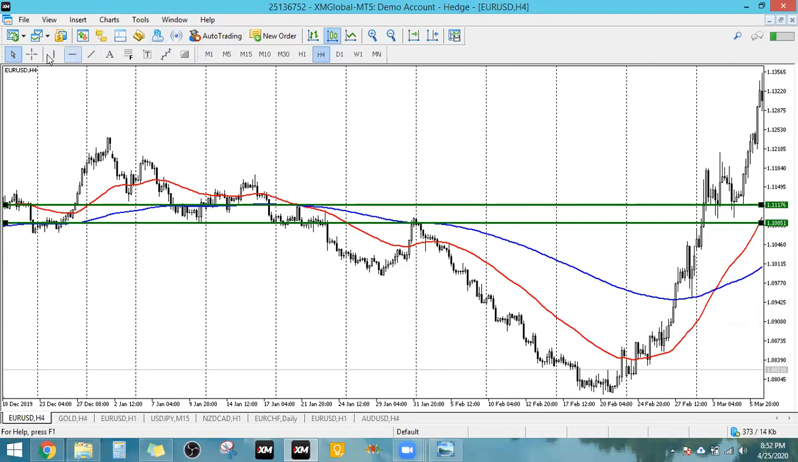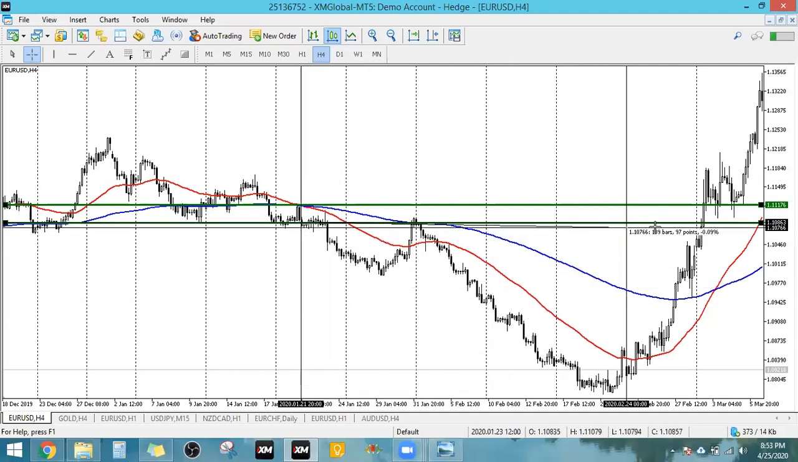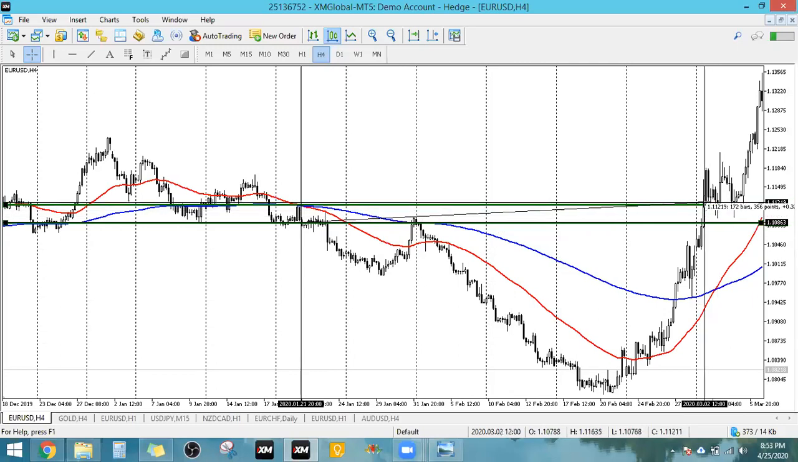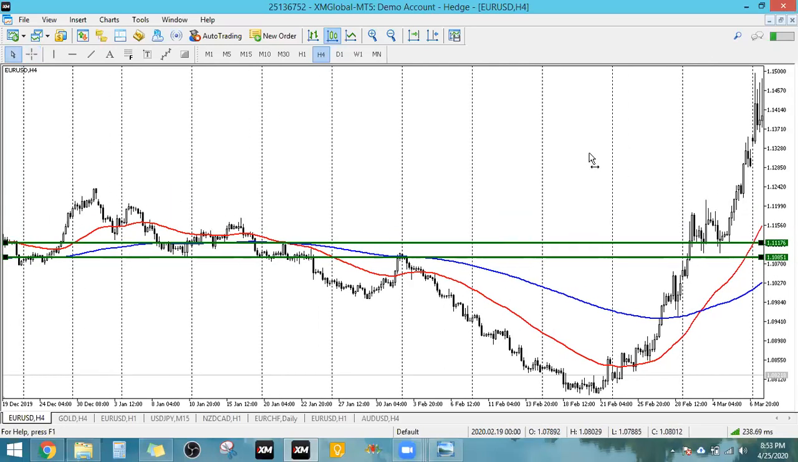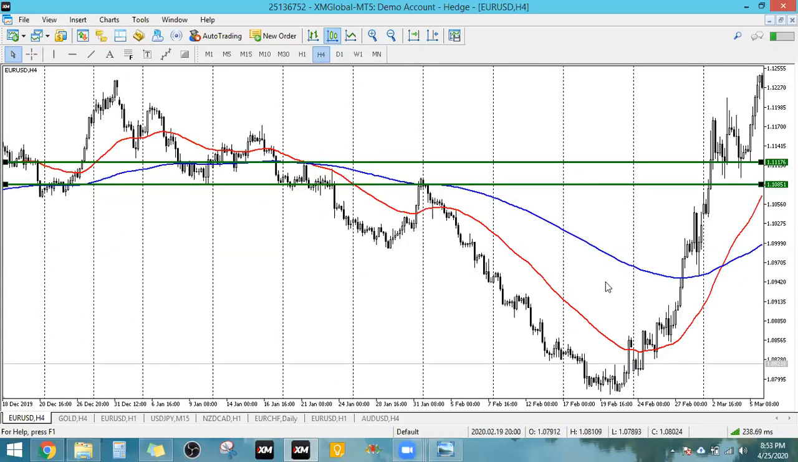Nakita niyo? So we were able to sell at this price. Malaki nga yung binagsak niya, but when we were about to close it, umakyat ng konti yung price, no? Above our selling price, talo pa tayo ng 35 pips. So if you're gonna plainly use this system as a means to enter and exit, it's not gonna be a very good deal for you.